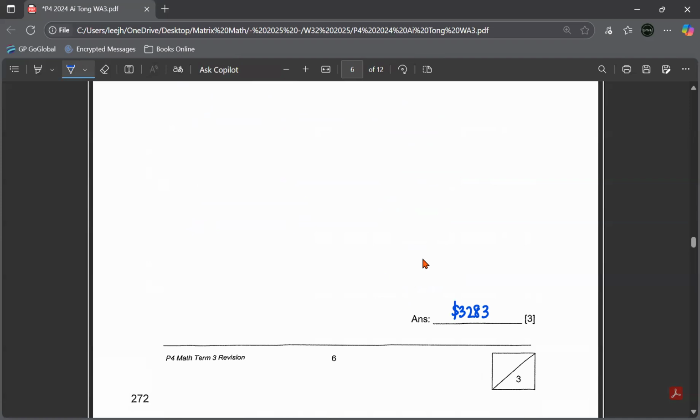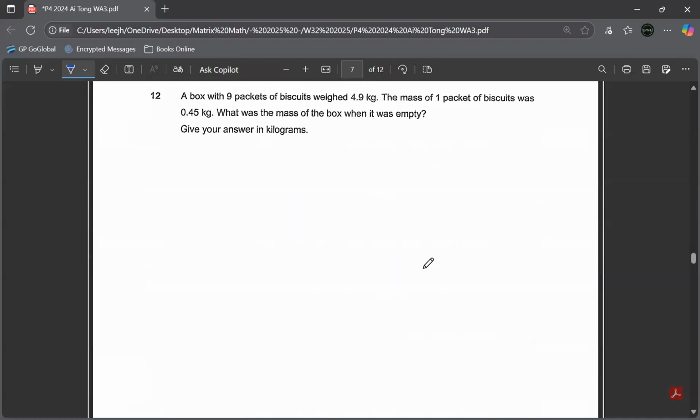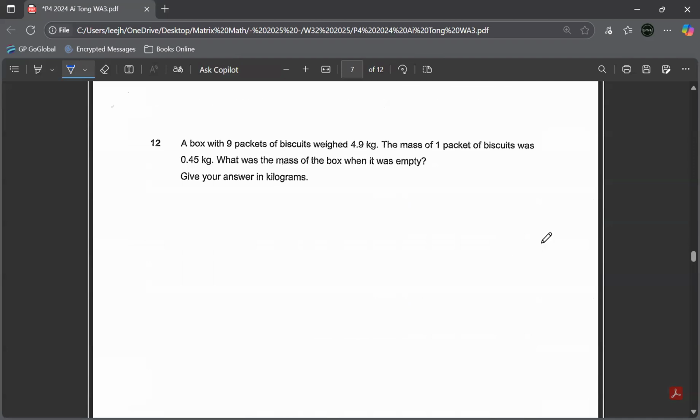Question number 12. Okay. A box with 9 packets of biscuits weighing 4.9 kg. The mass of one packet of biscuits was 0.45 kg. What was the mass of the box when it was empty? Give your answer in kilograms.